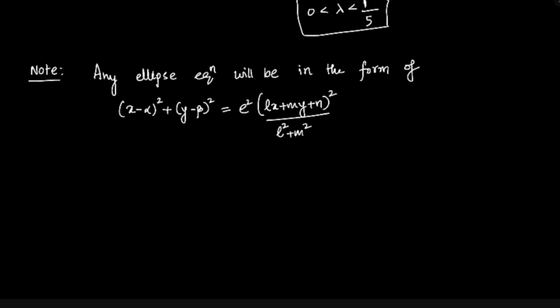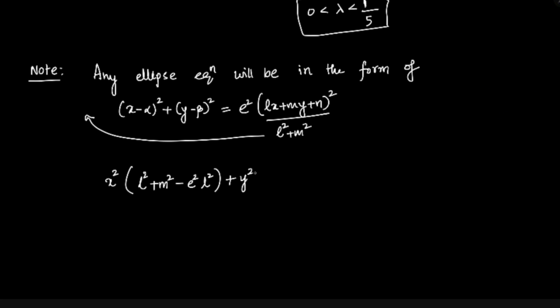So we will do one thing now. We will cross multiply, send this to the other side, then I'll bring all the terms to one side. Can you tell me the x square coefficient directly? L square plus m square minus e square L square. Yes or no? Y square coefficient similarly would be L square plus m square minus e square m square.